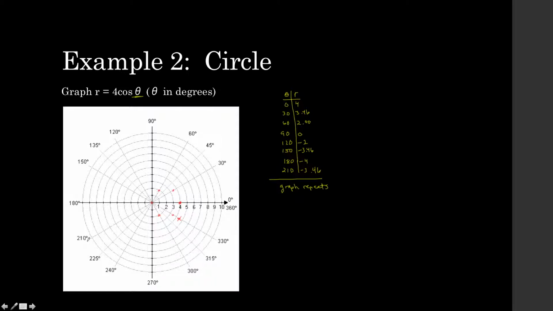210, positive here. -3.46 would be back where we started here. So see, we're starting to repeat the dots. So if we continued, our pattern would just repeat in this same circular pattern, and that's what happens. We get a circle out of this.